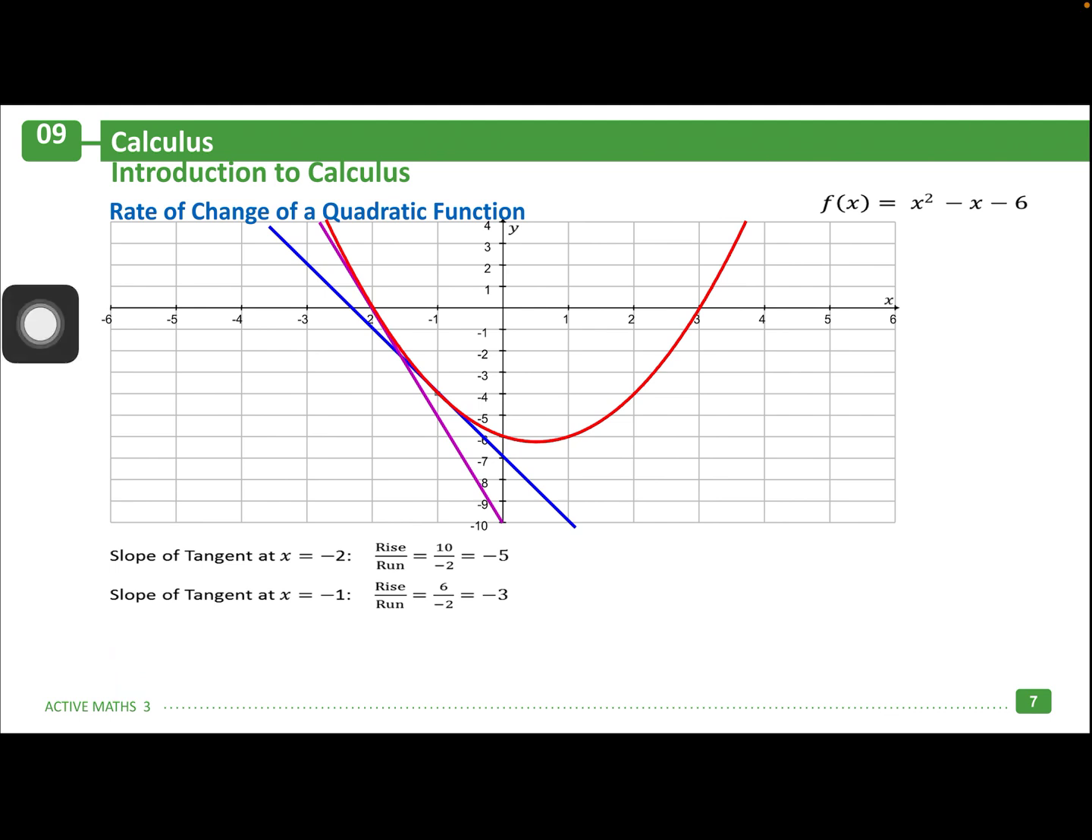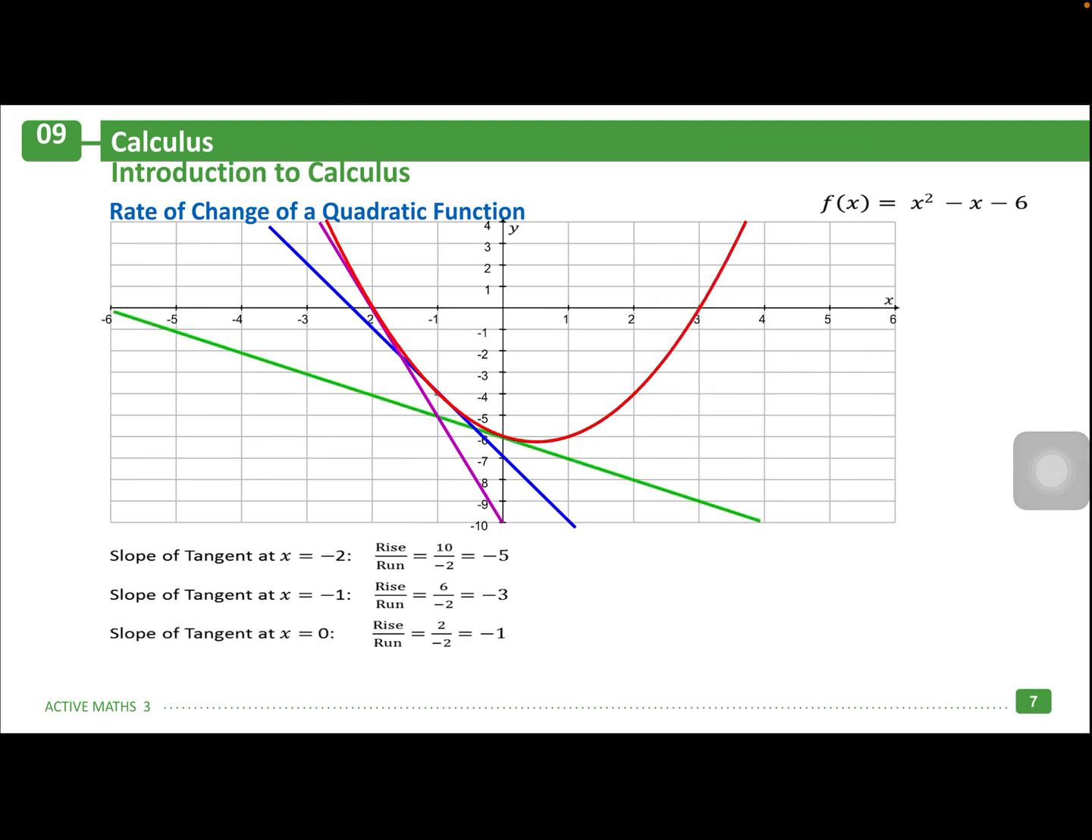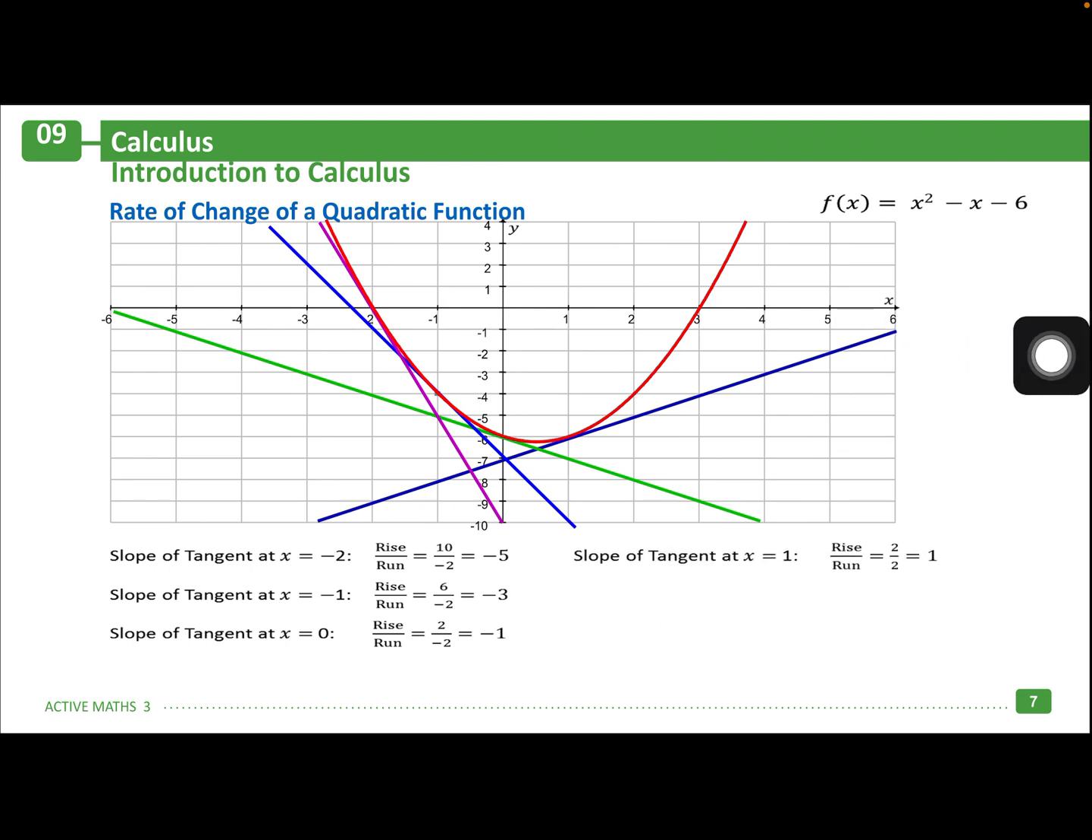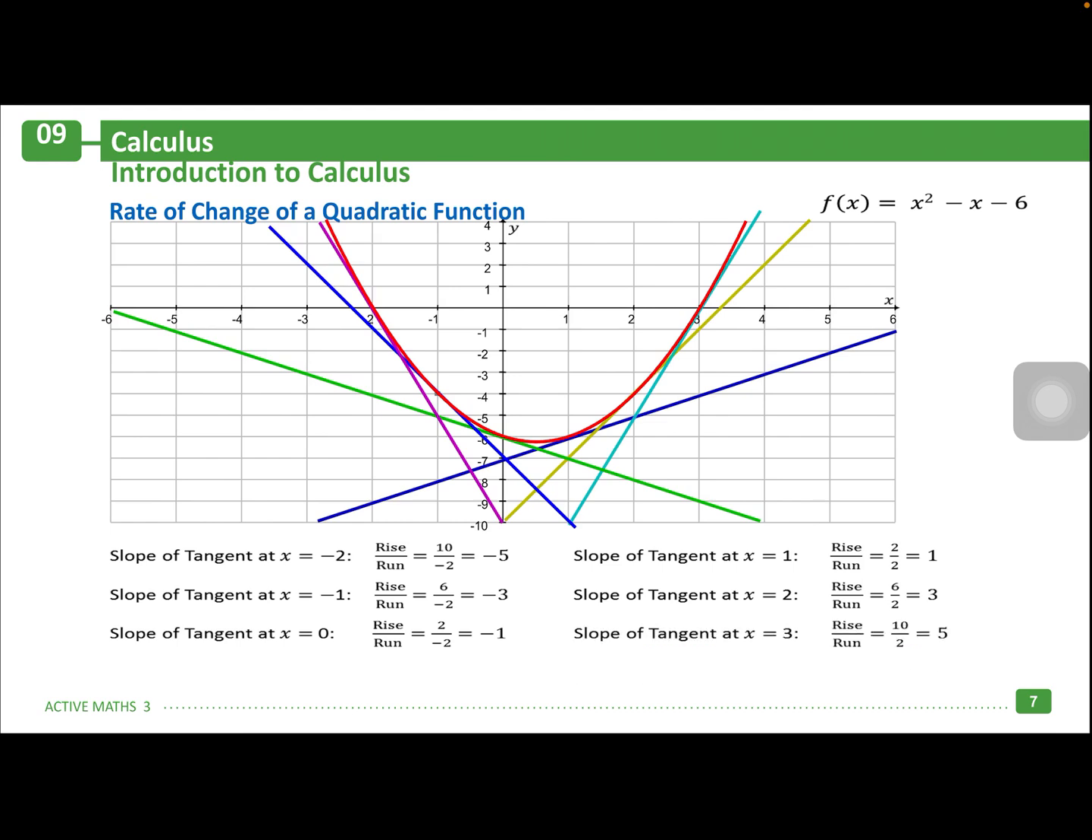Okay, so can you pause the video now and try to fill in the values ahead of me for x is 0, x is 1, x is 2, x is 3. Okay, guessing you have that done, just for your own benefit. At 0, we had a slope of minus 1. Then at 1, we had a slope of 1. Then at 2, we had a slope of 3. And at 3, we had a slope of 5.